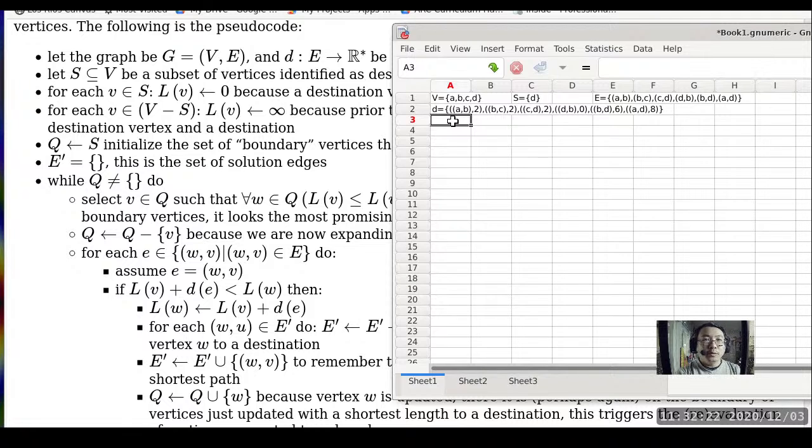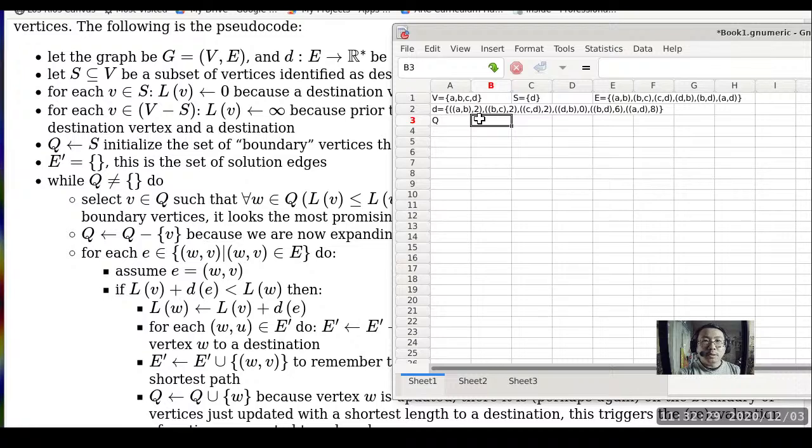Alright, so we have a few things that we need to track. This column A is going to track Q. This column here is going to track which vertex V we're dealing with. And this one is going to track which W that is going to V, okay? And then this one here is going to track L. Basically, L is going to be a function, so it'll be clear what it's going to look like. And this one here is going to keep track of E prime, which is the solution edges.